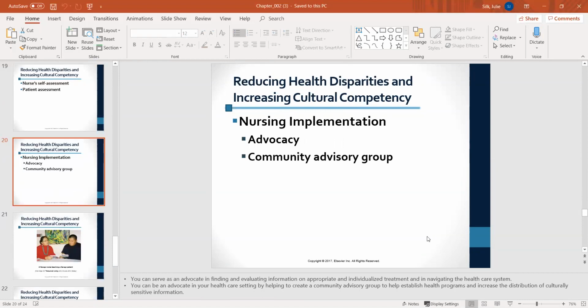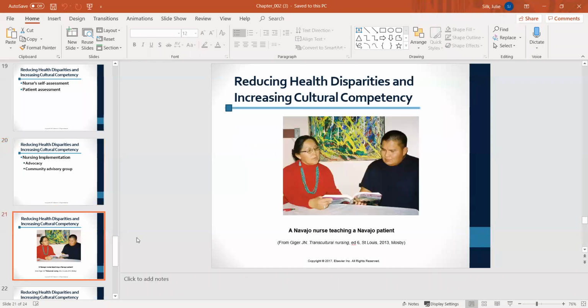So you can serve as an advocate in finding and evaluating information on appropriate and individualized treatment and in navigating the healthcare system. You can be an advocate in your healthcare setting by helping to create a community advisory group to help establish health programs and increase the distribution of culturally sensitive information. It's really important. This is like a huge issue out there.